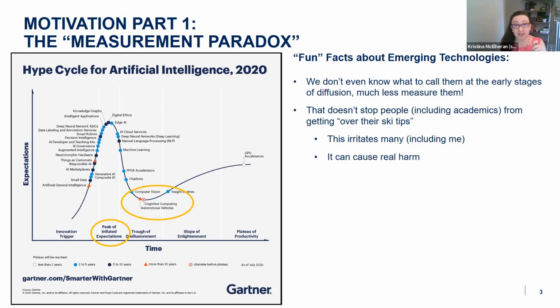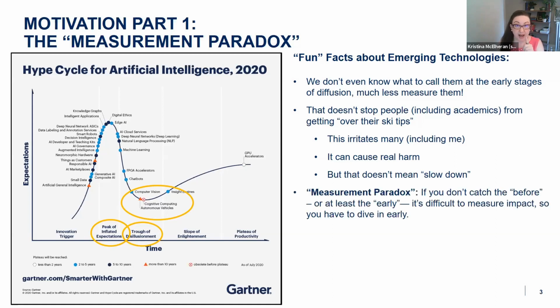And this is not just a research problem. This is actually harmful for firms who are putting all this money in, and then they end up in the trough of disillusionment, which is a very nice way of describing this. But it doesn't mean that we as researchers or even as firms slow down, but it does mean that we have got to grapple with what I call the measurement paradox: if you don't catch the before, or at least the early days, it's very difficult to measure the change.